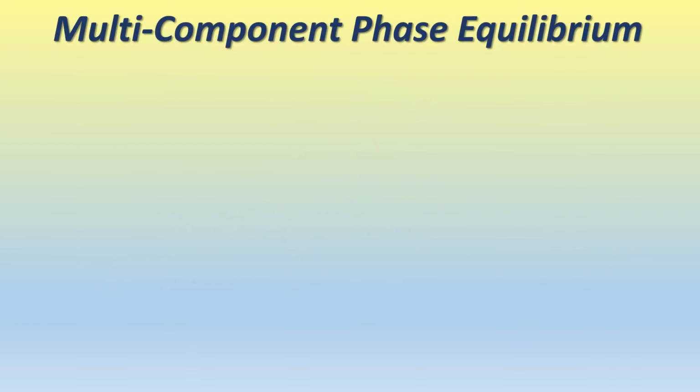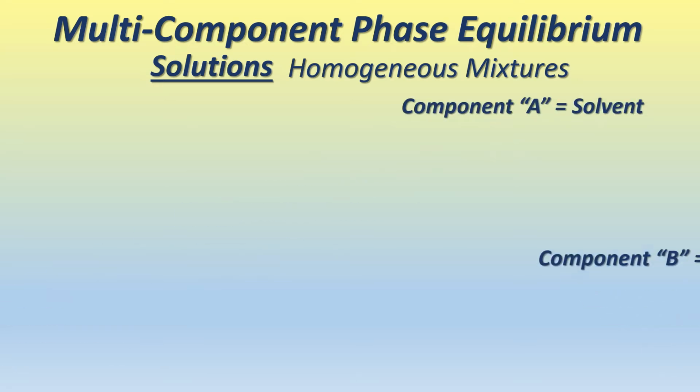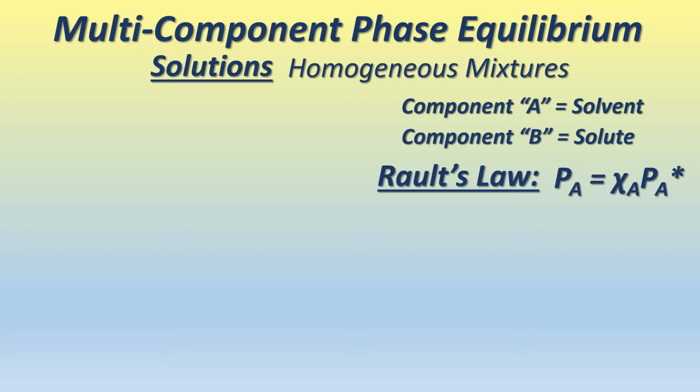Now let's move on to a multi-component system, meaning I have a solution, where a solution is essentially nothing more than a homogeneous mixture. For the purposes of the rest of these videos and our discussions, component A will be the solvent and component B will be the solute. From general chemistry, you know the vapor pressure of a solution is controlled by Raoult's law, where the pressure of the solution is equal to the mole fraction of A times the pressure of the pure solvent A.